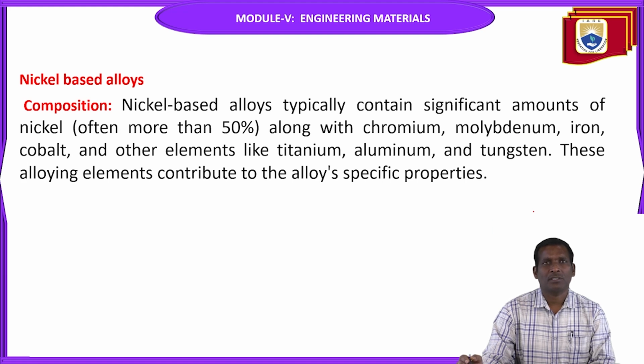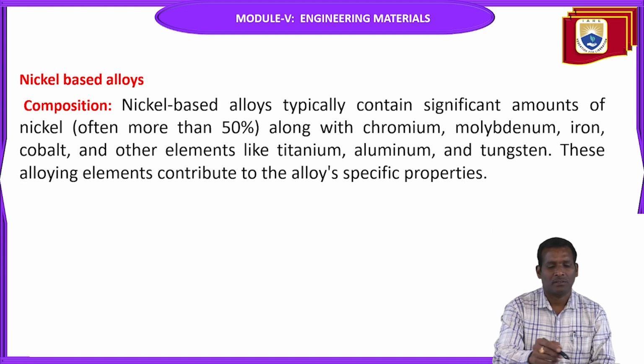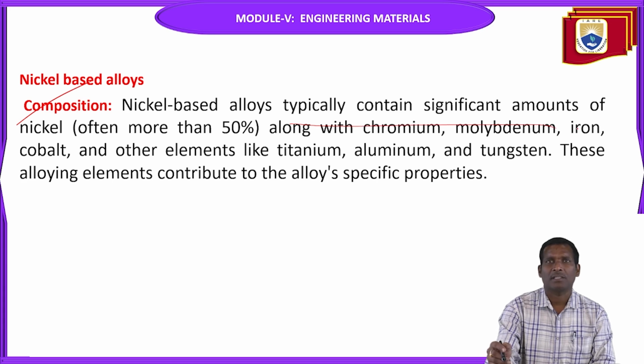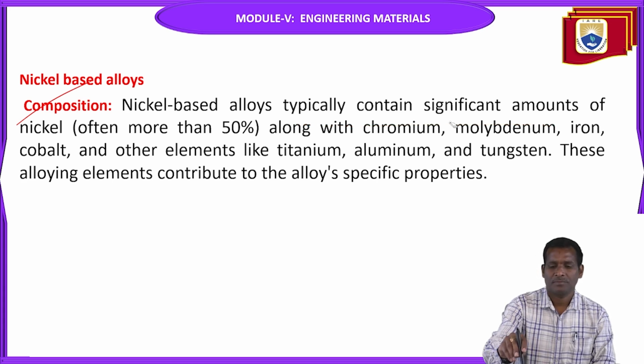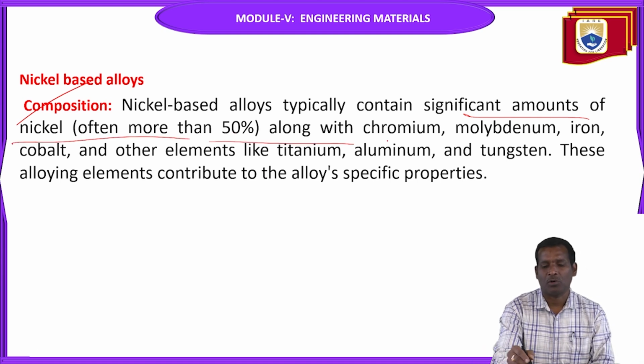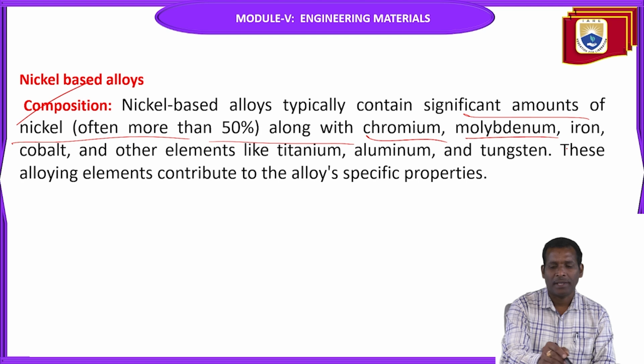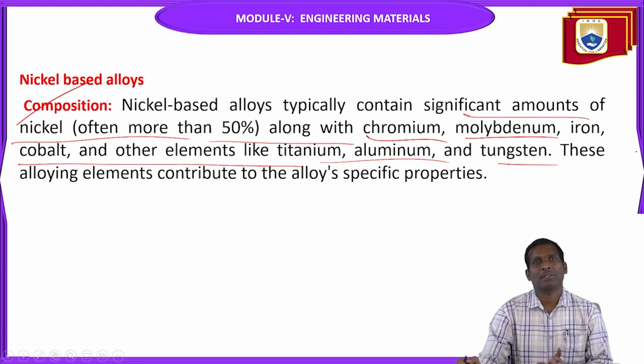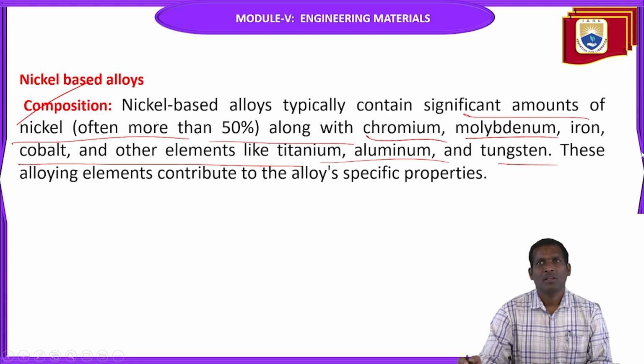Next, nickel-based alloys composition. What is important? The basic composition: nickel-based alloys typically contain significant amounts of nickel, often more than 50%, along with chromium, molybdenum, iron, cobalt, and other elements like titanium, aluminum, and tungsten. These are the other elements added to the base metal. These alloying elements contribute to the alloy's specific properties.